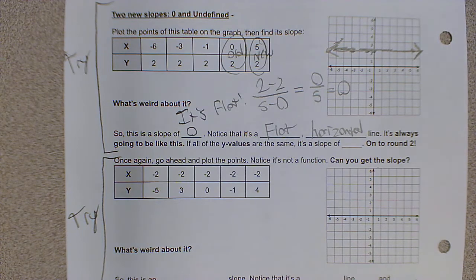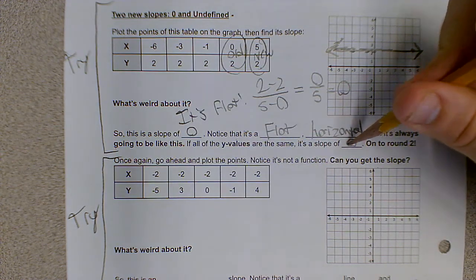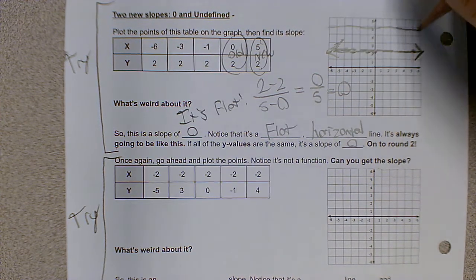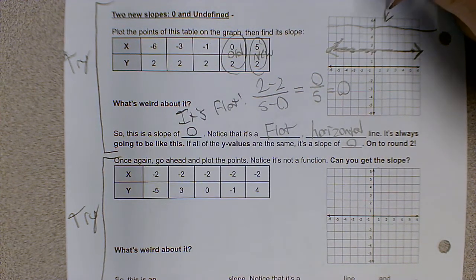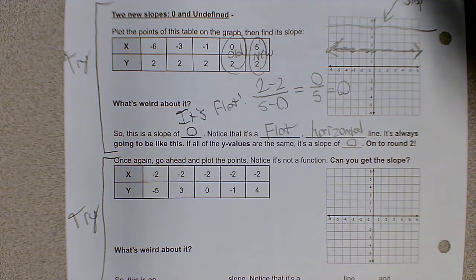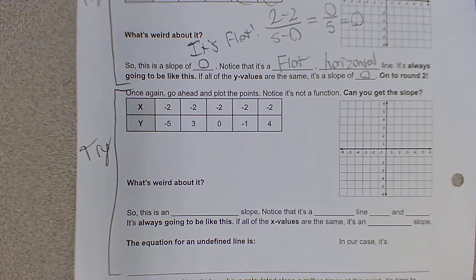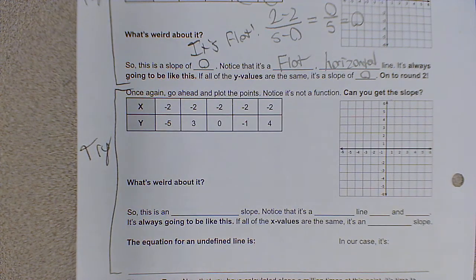It's always going to be like this. If you ever see a flat line, it's a slope of 0. If all of its y values are the same, it's a slope of 0. So you see a flat line, that's a slope of 0. All right, that's the whole idea. I want you to try the same thing down here. Make sure you pause, give it a shot, and then I'll walk you through it.